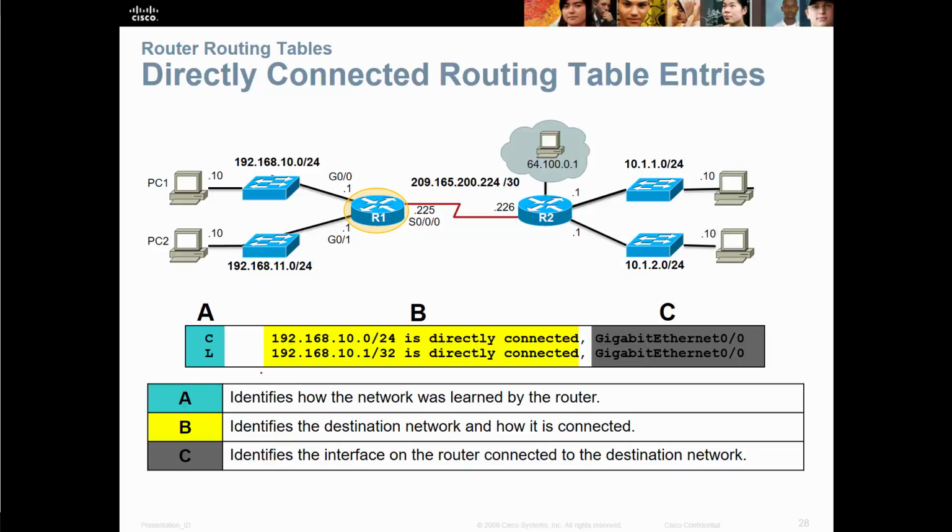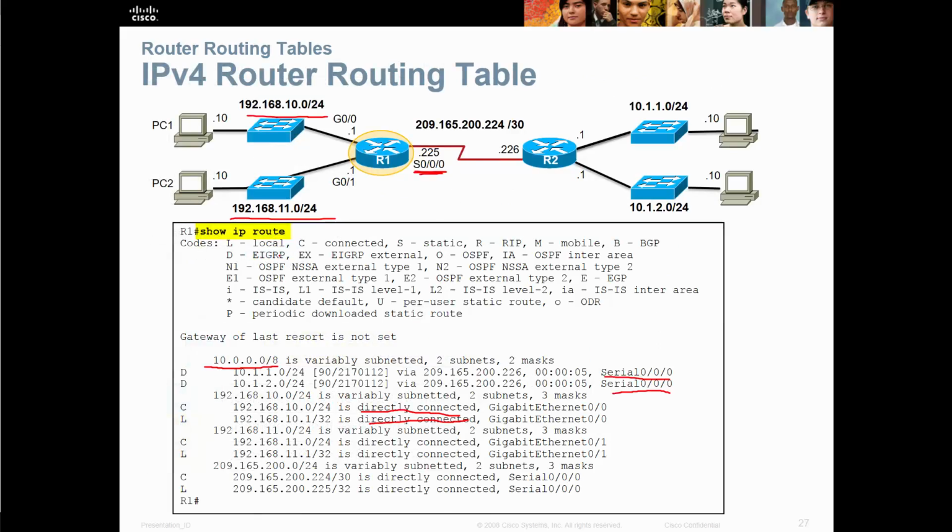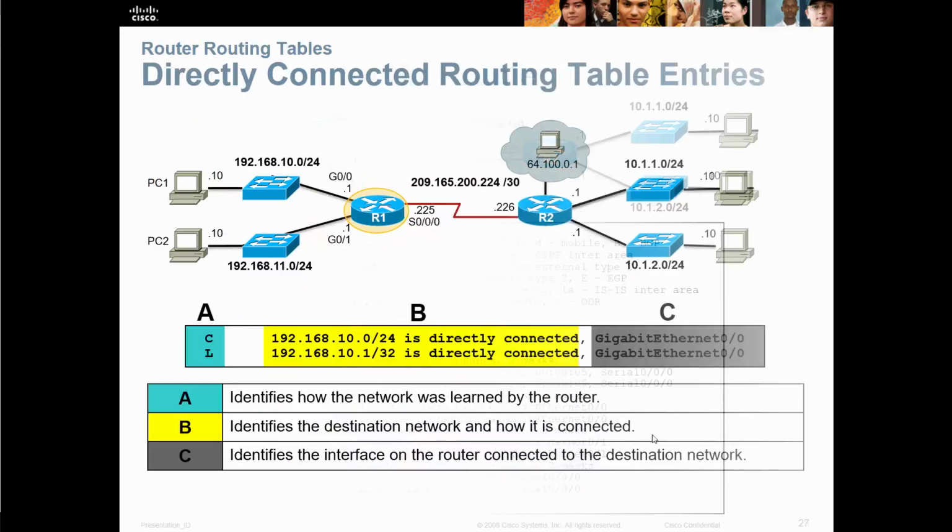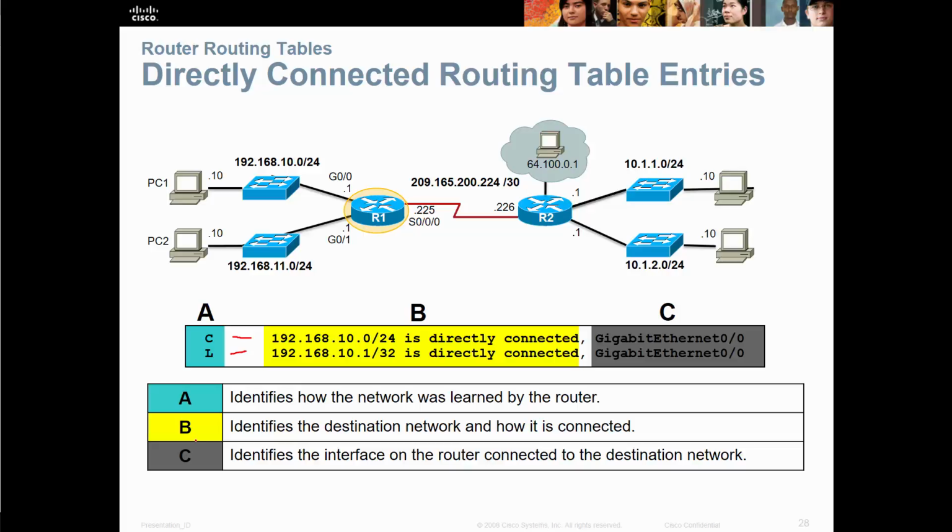So A identifies how the network was learned by the router, C versus L. So if we go back, C is connected, L is local. So this was learned locally. This one was learned because it was connected. B would identify the destination and how it was connected, directly connected. And then the last part is out what interface.